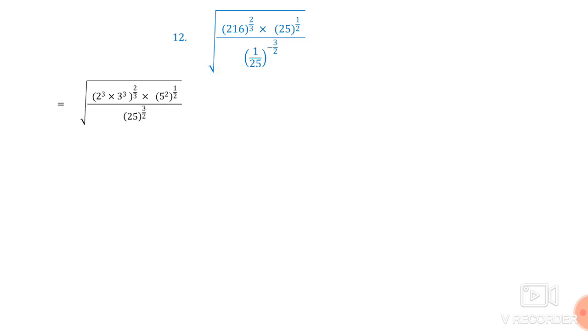Question number 12. We have to simplify again. 216 exponent 2 upon 3, 25 exponent 1 upon 2, 1 upon 25 exponent minus 3 upon 2, and whole square is written over them. So find the factors first. These are the factors.